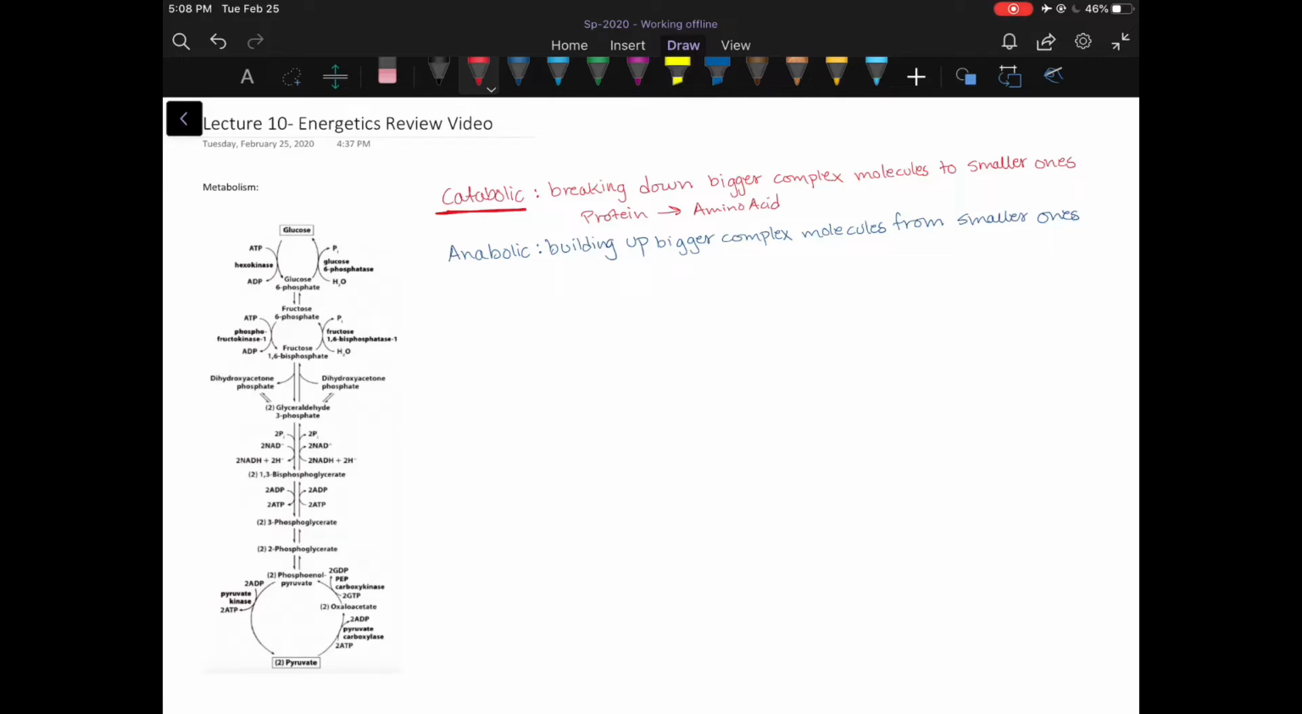And so for anabolic, it's the exact opposite, where we're building up bigger complex molecules from smaller ones. So just the reverse of this reaction right here. So going from amino acid to protein.